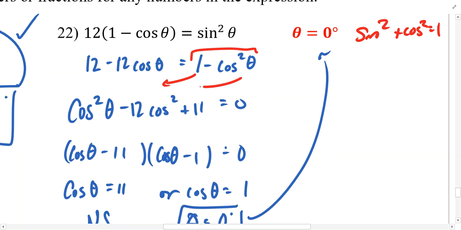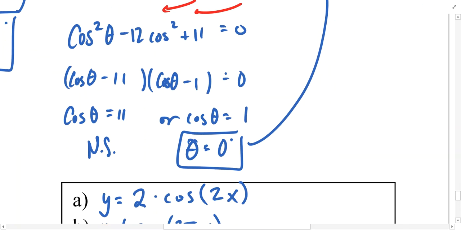I moved these two components to the left side of the equation by subtracting and adding appropriately. And we have this expression here, cosine squared theta minus 12 cosine theta plus 11. I factored that by imagining this as x squared minus 12x plus 11. I didn't bother writing it down because I was able to factor that mentally. And cosine theta minus 11 must equal 0, and cosine theta minus 1 should equal 0.